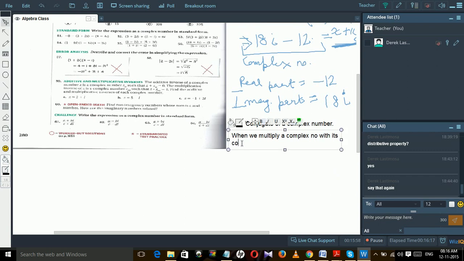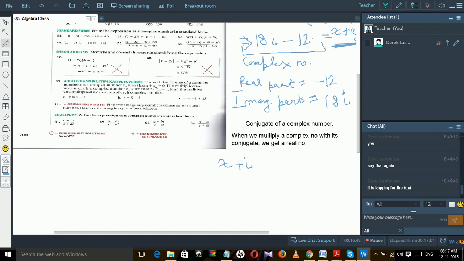Is it visible to you? What I am writing? See that again. Okay. When we multiply a complex number with its conjugate, we get a real number. That means, we'll come back to problems. I just want to cover this topic. This will be helpful during our problems.